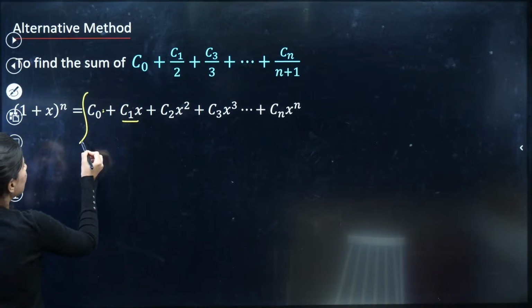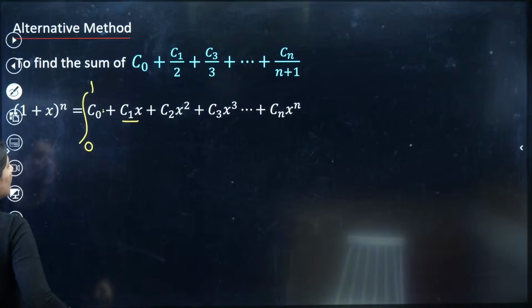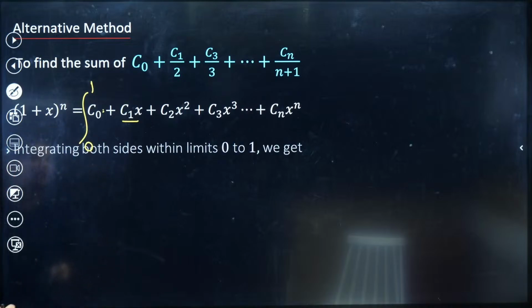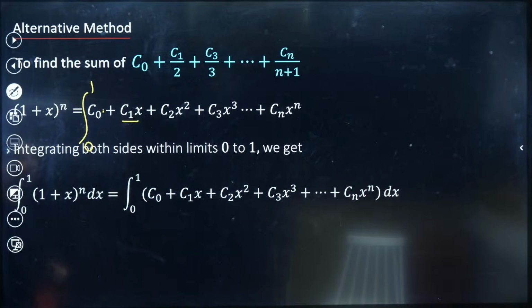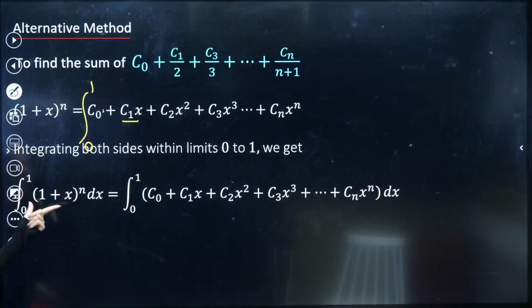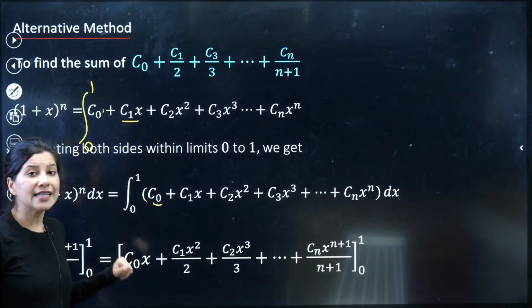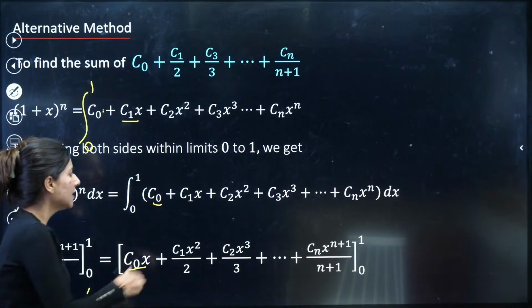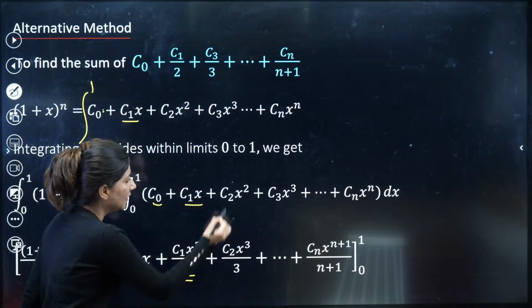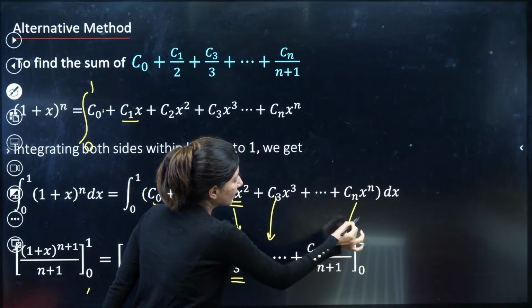So let us integrate both the sides. You have to put x equals to 1, and obviously you will put x equals to 0. So let us integrate the left hand side and right hand side with limits 0 to 1. On the left, (1 plus x) raised to power n plus 1 upon n plus 1, upper limit 1, lower limit 0. On the right hand side, the integration of the constant is nC0 x. Integration of the rest will be x square by 2, x cube by 3, x raised to power 4 by 4, and last x raised to power n plus 1 by n plus 1.